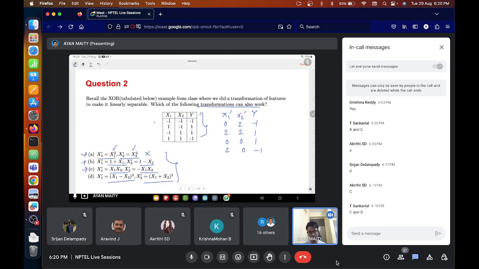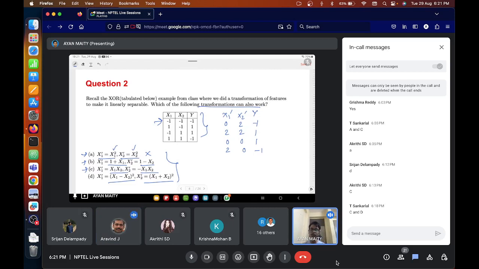This point, the first point of this table. I'm transforming every point. So here the points are minus 1, and the output. How is the output minus 1 for 0 and 1? Because we are only transforming the input features, not the output levels.